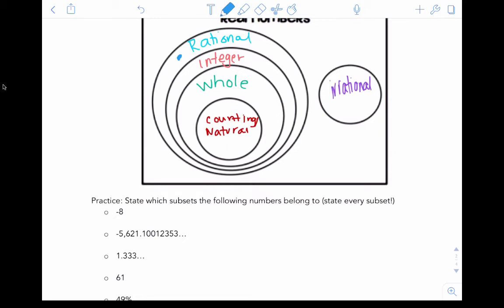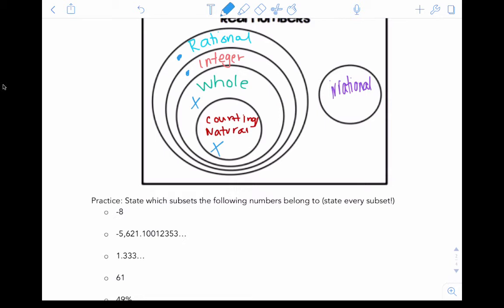So I'm going to move in one circle. Is -8 an integer? Yes, it is, because it is the negative of a whole number. So next I'm going to see if it's in the next circle in. Is -8 a whole number? Well, remember, whole numbers are only 0 and then those positives. So it is not a whole number, which means it's also not going to be a counting natural number. I can stop at whole.